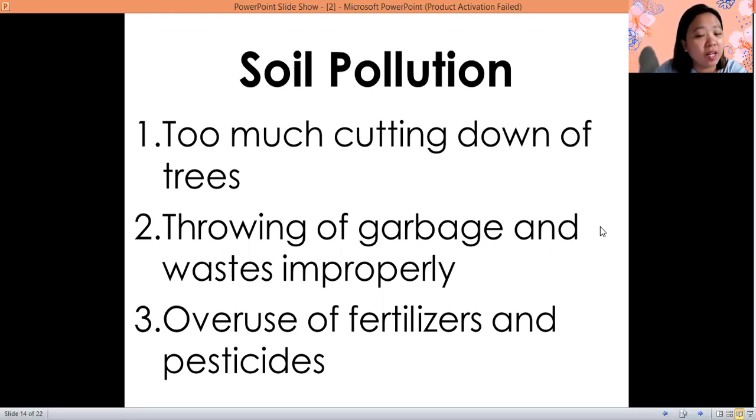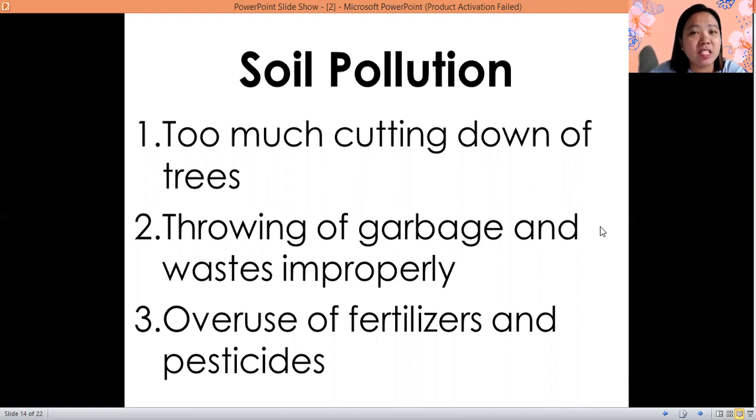What else? Throwing of garbage and waste improperly in our land, sa land natin. If we are throwing the garbage improperly and our waste improperly, then we'll have our soil pollution. Magkakaroon ng pollution ang ating lupa. And number 3, overuse of fertilizers and pesticides in our soil. Diba? If we are planting our crops, we are using pesticides and fertilizers. But if we overuse it, then it will damage our land, our soil. Okay? So these are the things that can affect our soil.